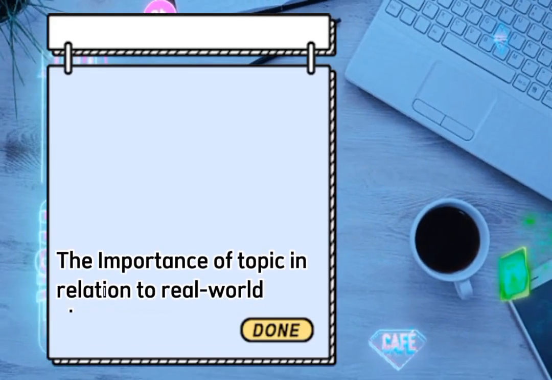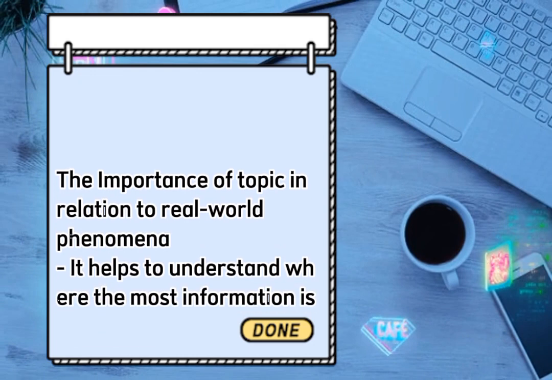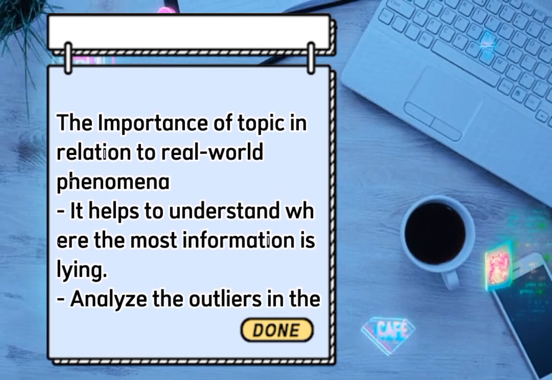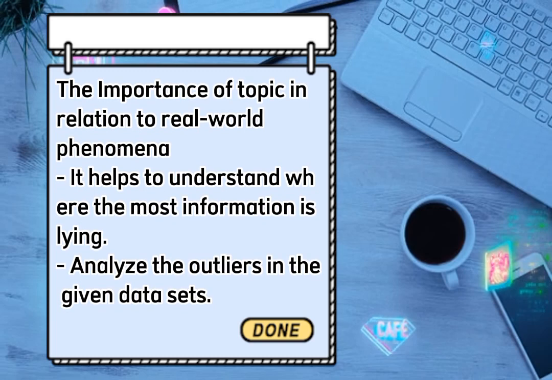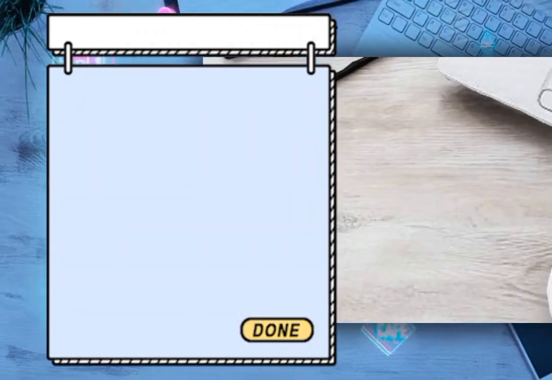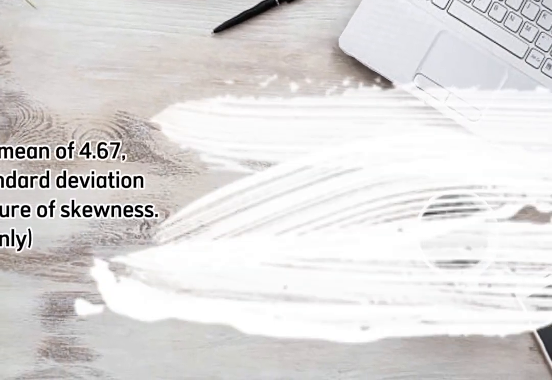The importance of the topic in relation to real-world phenomena: it helps to understand where the most information is lying. Analyze outliers in the given datasets, just like when measuring the performance of investment returns. The investor uses it when analyzing the dataset as it considers the extreme of the distribution. Try this.